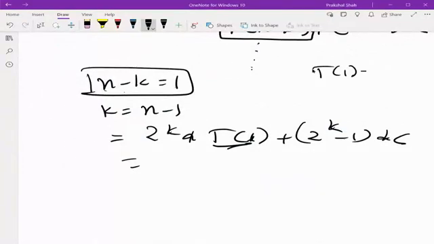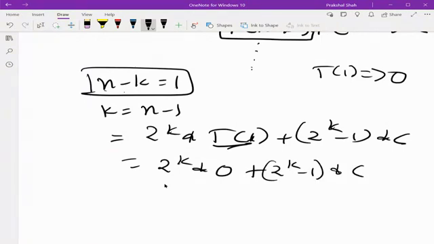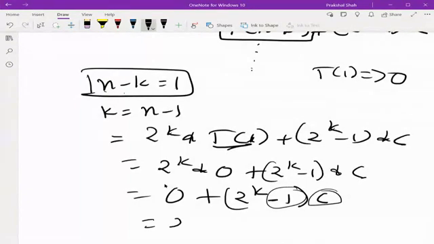Okay. Your t of 1 would be 0, right? So in this particular case, you need to put 0 here, minus 1 into c. This will be 0 plus 2 raised to k minus 1 into c, right? Okay. Yes or no? Since these two things are constant, I can ignore that and my answer would be 2 raised to k. Perfect. Make sense?